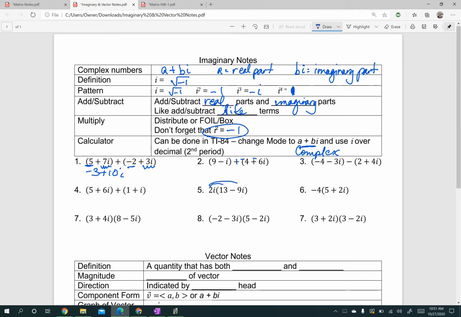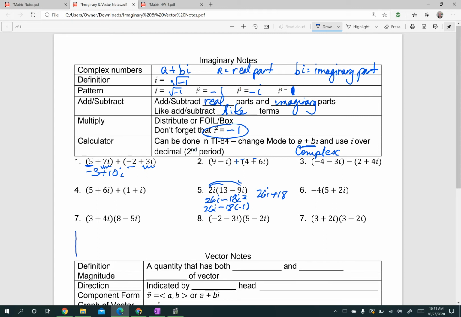If you were multiplying, you distribute. So this would be 26i minus 18i squared. Well, remember I squared is -1. So this is basically 26i plus 18. And normally the real part is written first. If you do this in your calculator, it's always going to give the real part first.